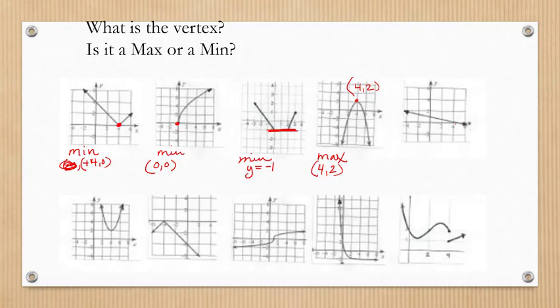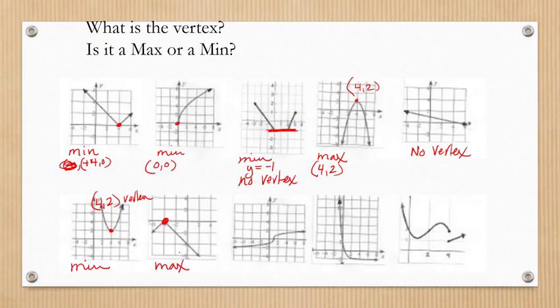Okay, this one, there is no vertex, because it's a line. And let's see. On this one, let's back up here, there's no vertex. But we can say there is a min at -1. Okay, let's do this one. This one is 4, 2. That is the vertex. This is a min. Okay, this is a vertex. It's opening down. This is a max.